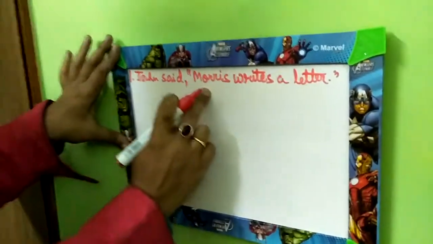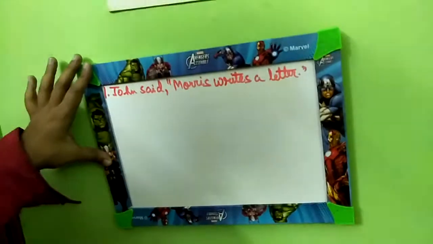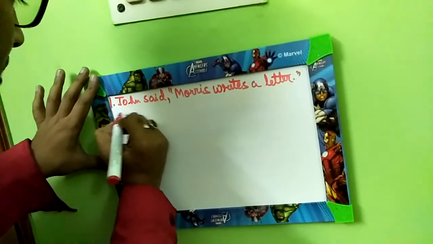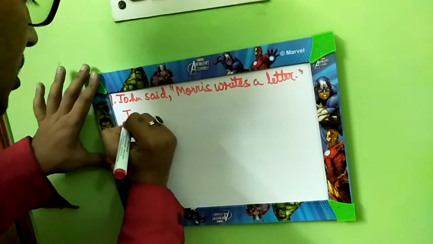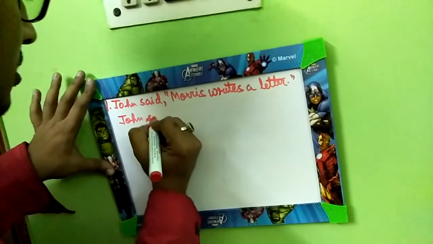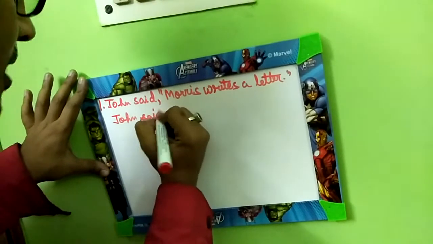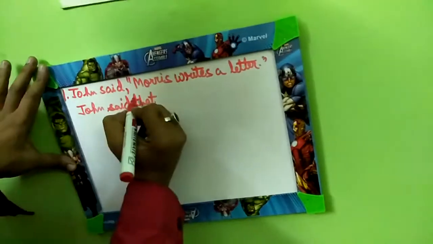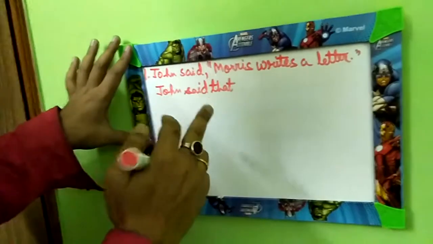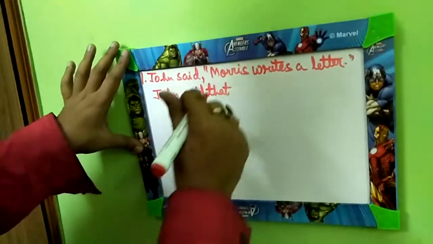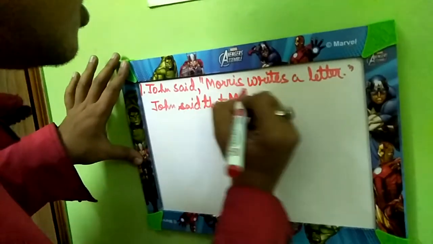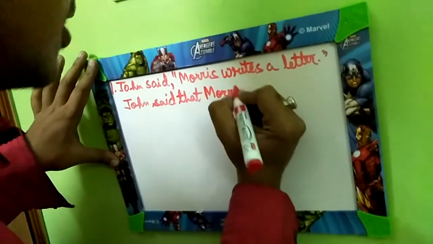John said, "Morris writes a letter." So how will you change it from direct speech to indirect? Use the formula. Answer will be, John said that. So here there will be no change. John said. Then you have to remove the inverted comma and write that. Then Morris, there will be no change if it is third person. So John said that Morris.